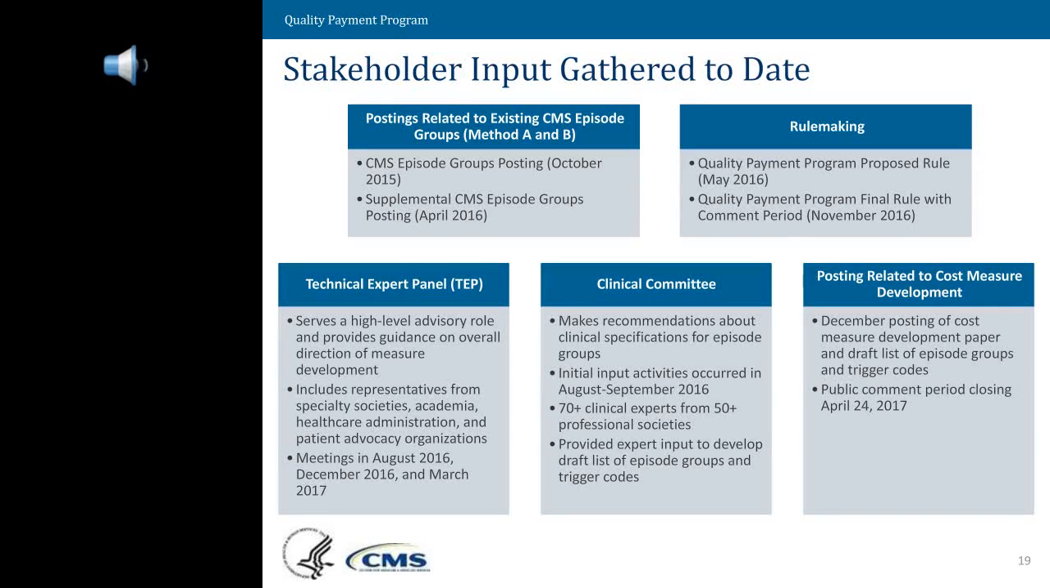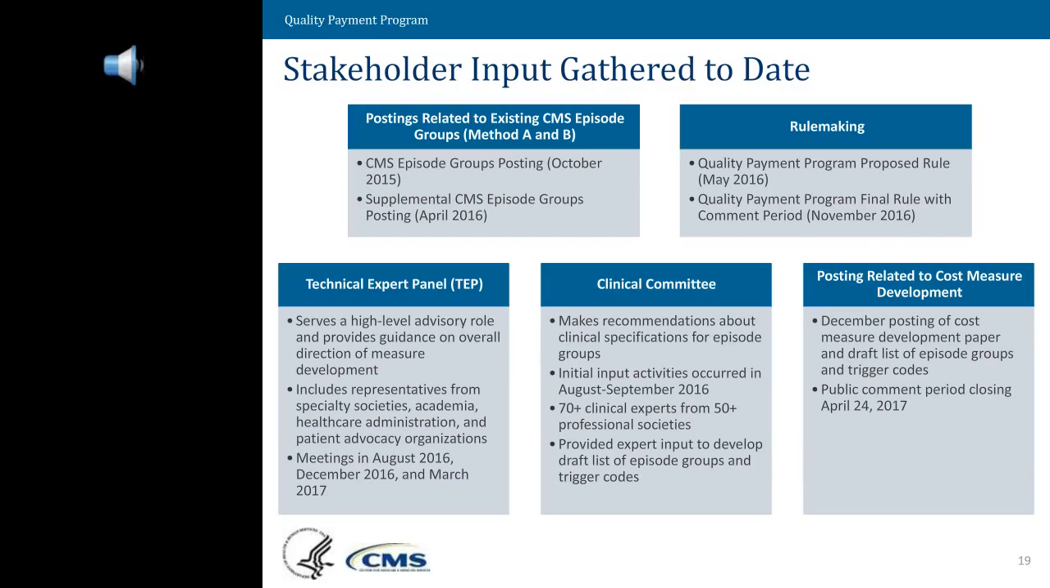This slide shows stakeholder input gathered to date, and we've broken it up into 5 different boxes or categories. The first box on your upper left-hand side is postings related to existing CMS episode groups. You may have heard these referred to before as Method A and Method B. These postings are CMS episode groups postings, first of which was October 2015, and then supplemental CMS episode groups, the second posting of which was April 2016.